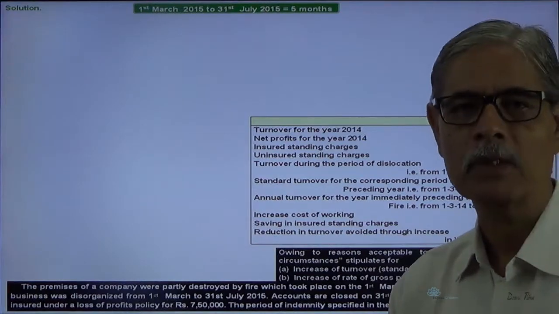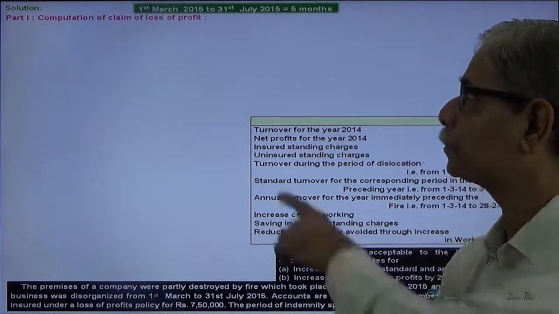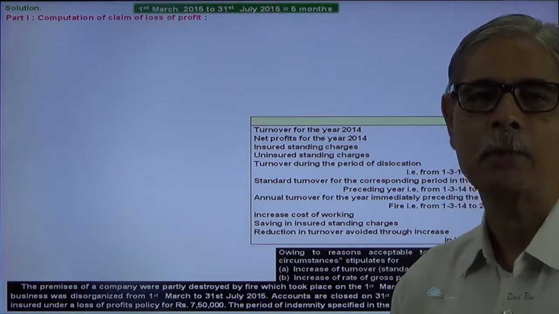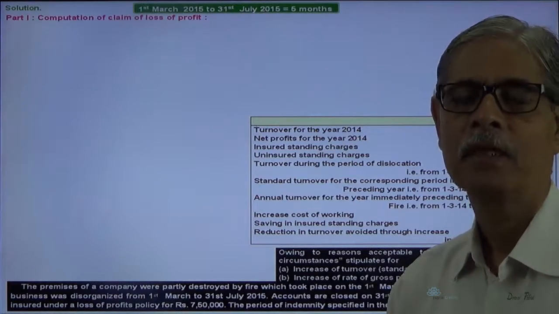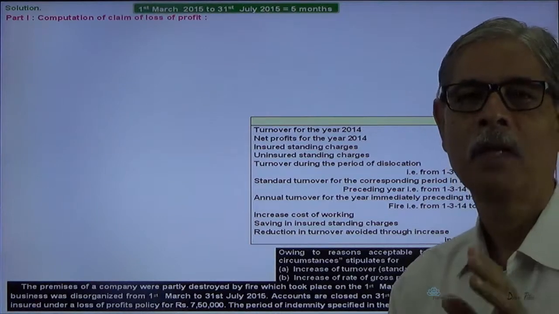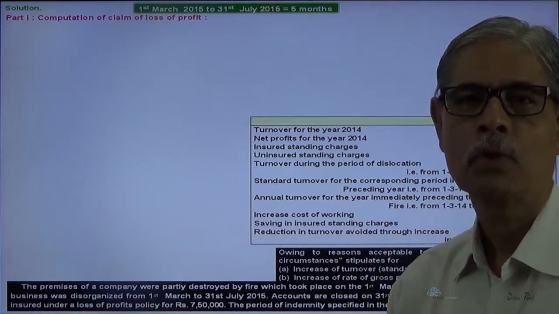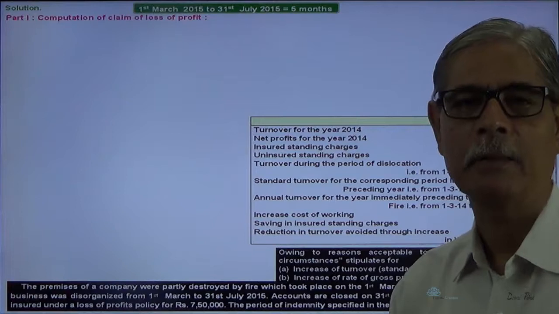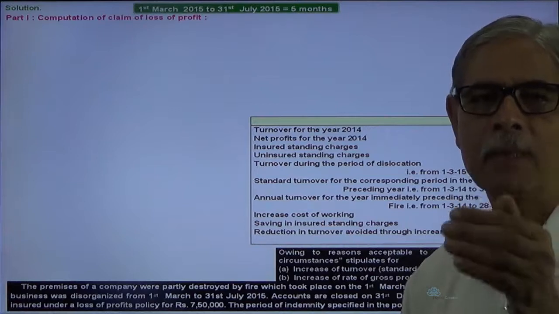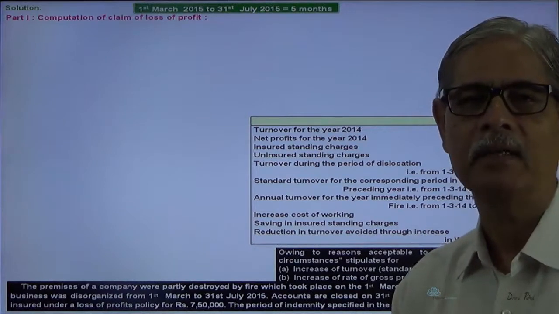Now, the first step for the purpose of calculating the claim is: for 5 months, what is the rate of gross profit that I have earned previously, and at that rate of gross profit, the loss occurs to me after the fire. So the rate of gross profit earned in the previous financial year is a barometer, and as per that standard criteria, the loss is likely to occur in the current claim period after the fire.